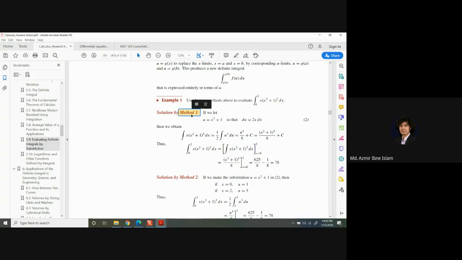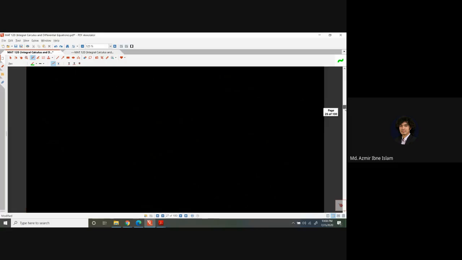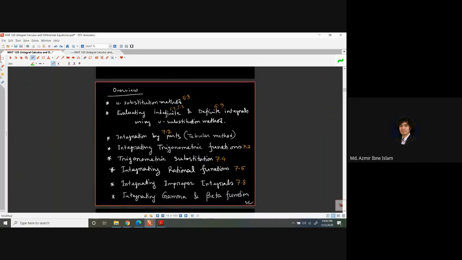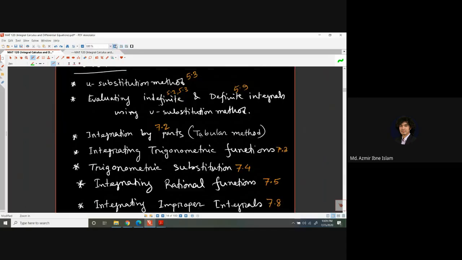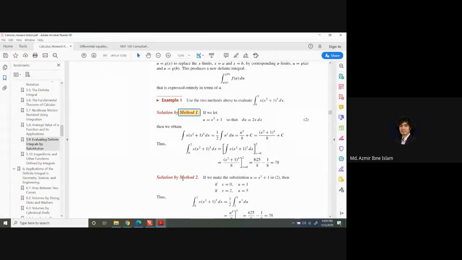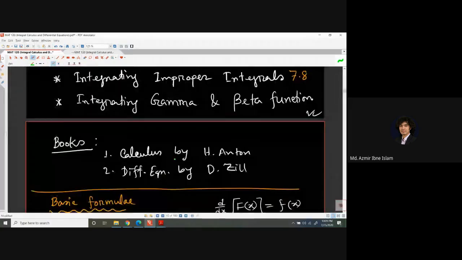This process will be easier for you, because when we start the complicated problems, like integration of trigonometric functions, trigonometric substitution, integrating rational functions, improper integrals, gamma function, beta function, method 1 is helpful. So it should be a practice with method 1. Method 2 is also helpful, but I suggest you try to follow method 1. That will help you in upcoming contents.